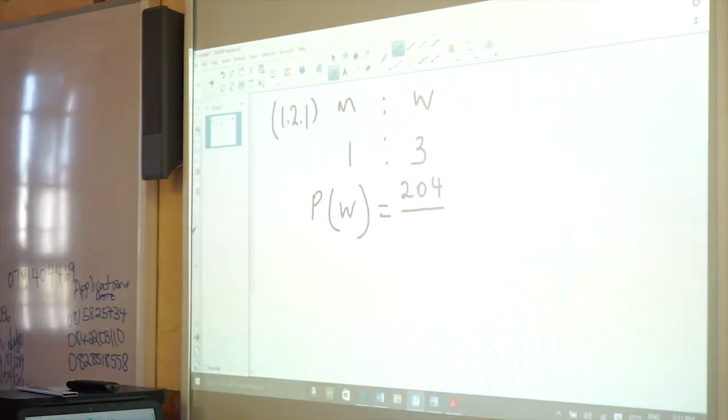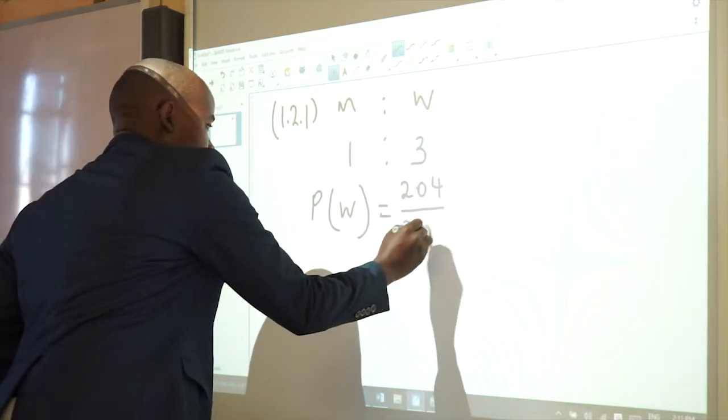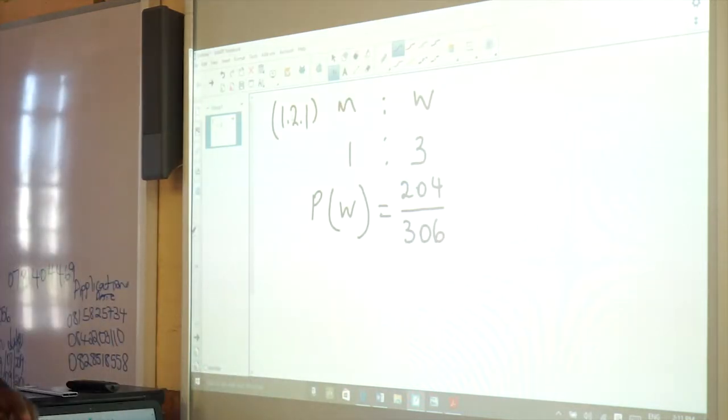So how many employees in total do we have? Because we are selecting from all employees. How many employees? We have that. Remember when we calculated the mean, we calculated the total number. 306 employees. So from all of these employees, we want to find out the probability of finding a female cleaner.